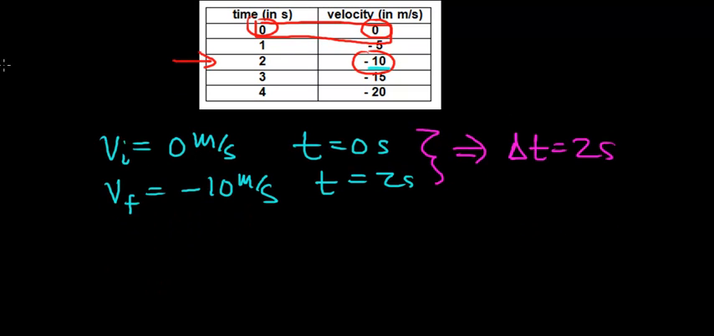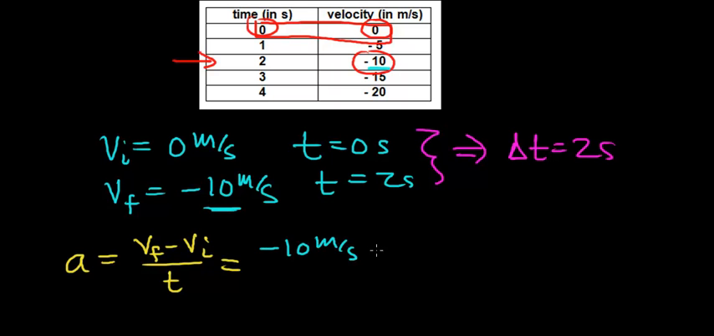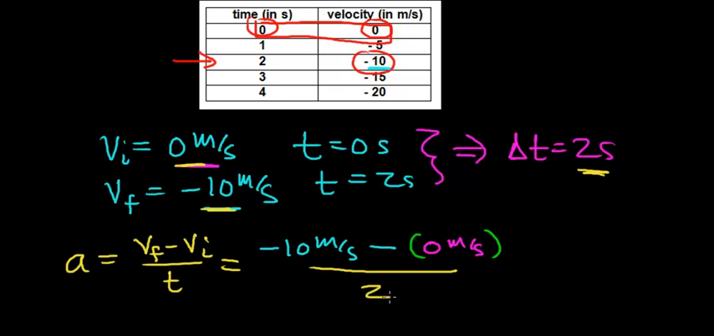Now to calculate the acceleration, I'll do acceleration is the final velocity minus the initial velocity divided by the time it takes to change that velocity. Now in this case, my final velocity equals negative 10 meters per second, and I'm going to subtract my initial velocity, which is 0 meters per second. And the time it takes to go from 0 meters per second to negative 10 meters per second is 2 seconds. So I'm going to divide this change in velocity by 2 seconds.